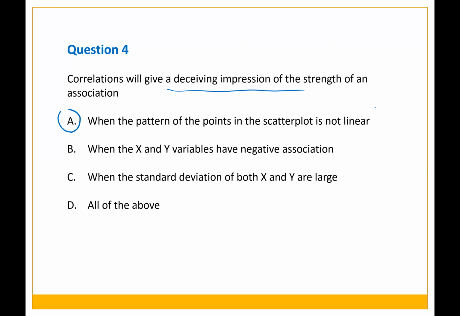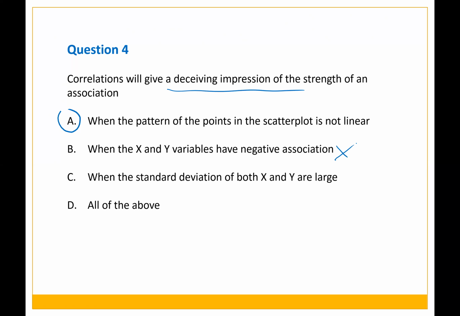When X and Y variables have a negative association, well, correlation can be positive or negative. It can be a strong direct or strong indirect, strong positive or strongly negative relationship. And so B is correct, and it is not a reason that correlations give a deceiving impression of the strength of the association.